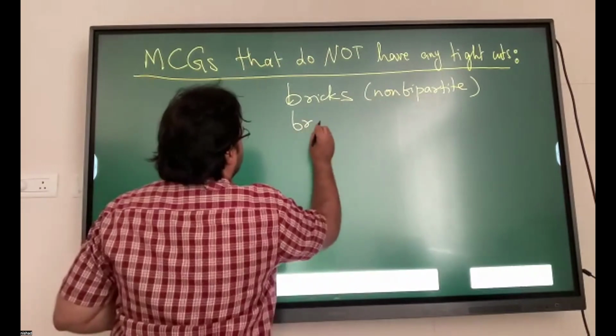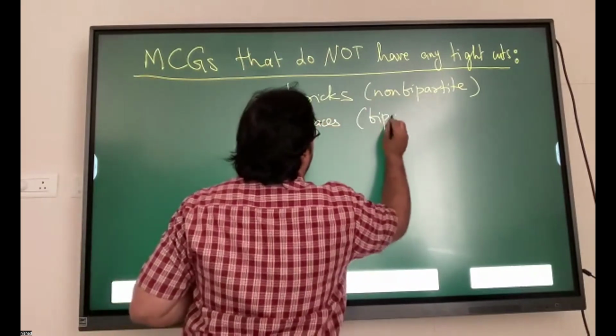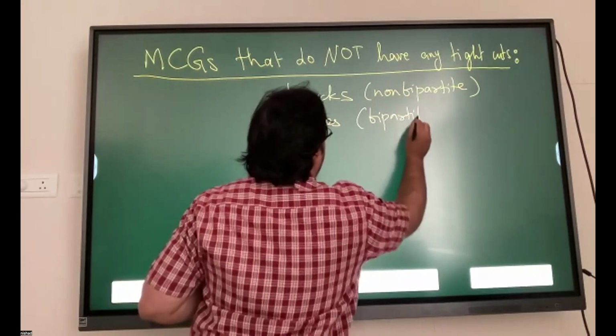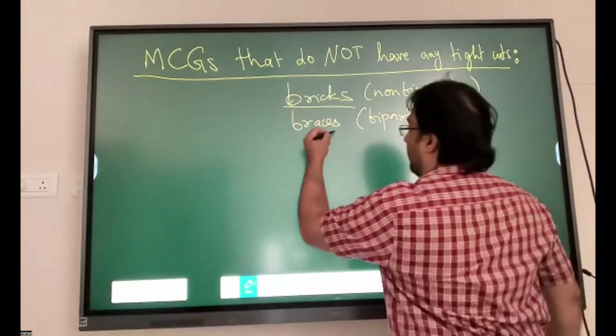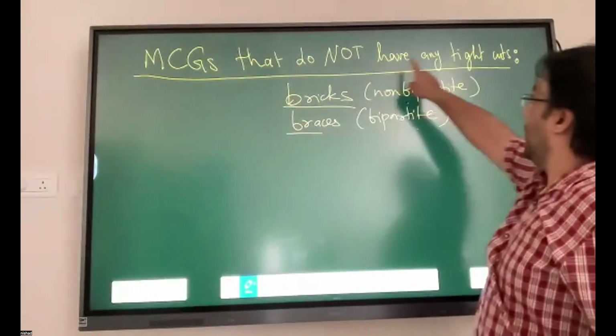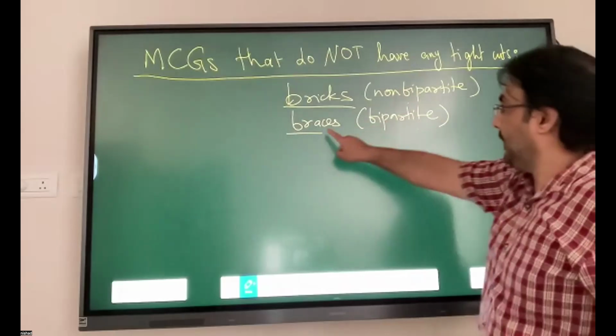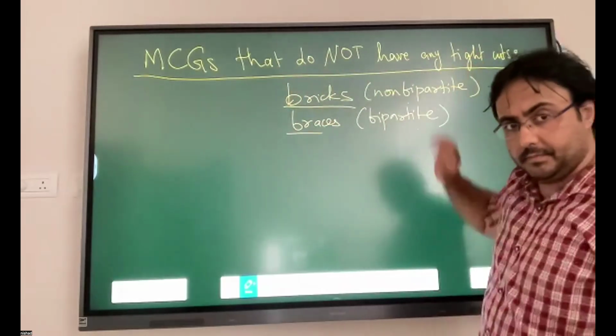And braces if they are bipartite. Okay, so these are definitions. What is a brick? It is a non-bipartite matching covered graph that does not have any tight cuts. What is a brace? It's a bipartite matching covered graph that does not have any tight cuts.